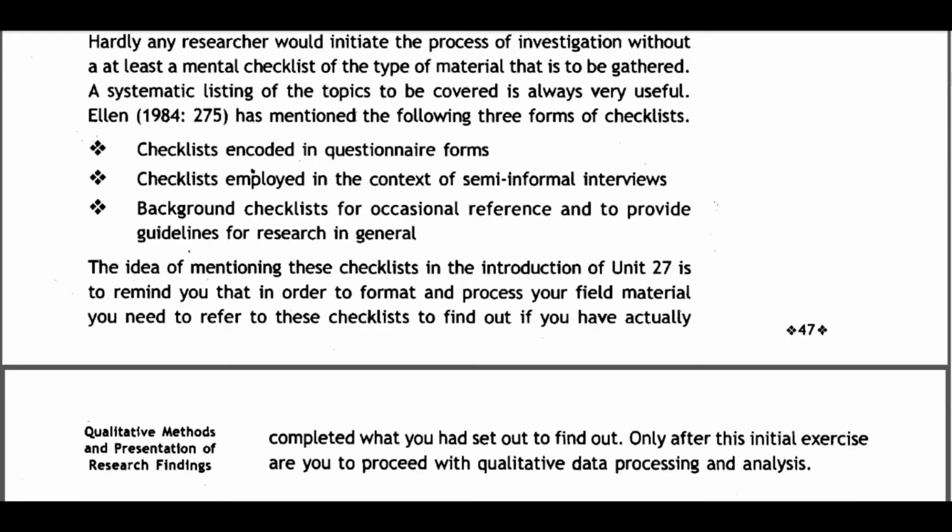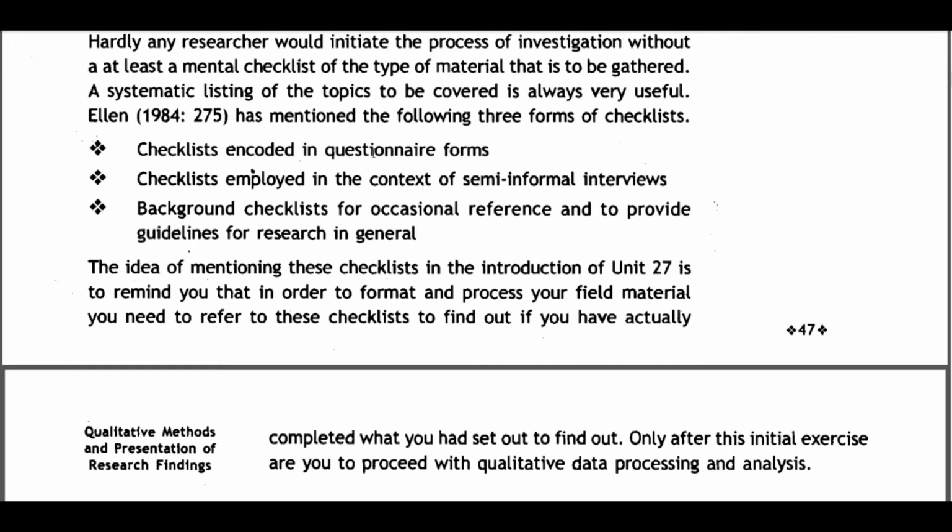Hardly any researchers would initiate the process of investigations without at least a mental checklist of the type of material that is to be gathered. A systematic listing of the topics to be covered is always very useful. Ellen has mentioned the following three forms of checklist.